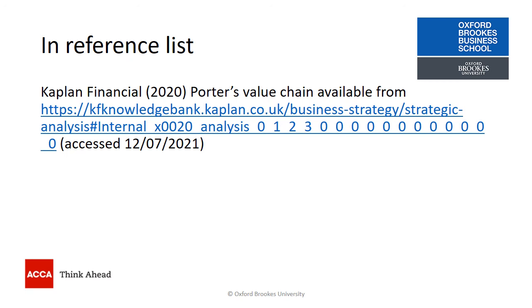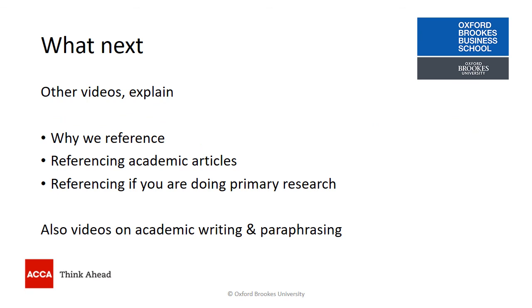So just reminding ourselves of those pass criteria, it's about being able to trace sources, and so in terms of that need to be able to trace sources, we explain why that's important in the video Why We Reference. We do have other videos on referencing academic articles. There will be videos on referencing if you're doing primary research, and there will be videos on academic writing and paraphrasing.